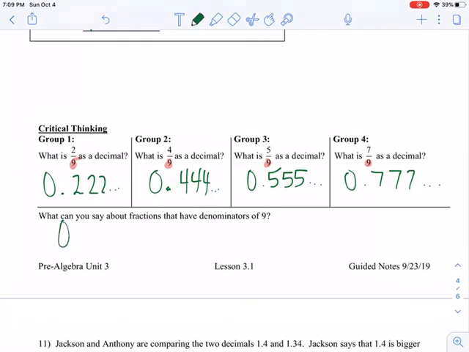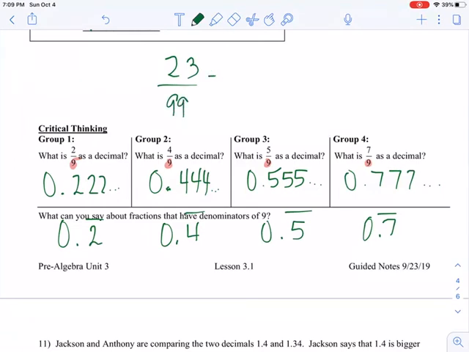And again, we can write these with bar notation. So this one had a 4 above it, this one had a 5 above it, this one had a 7 above it. So those are the numbers that are going to repeat. If it was like 23 over 99, then it would be the 23 repeating.